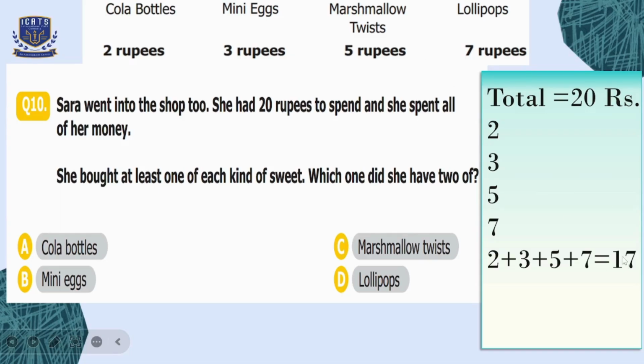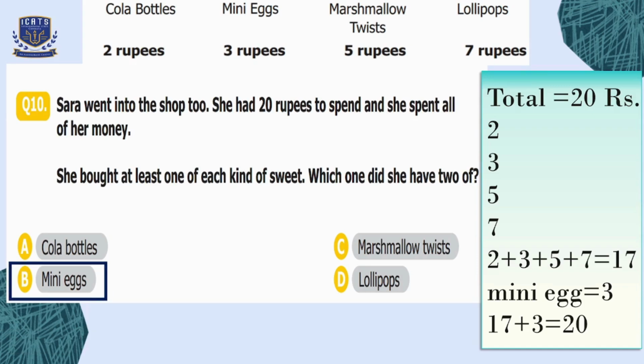So we know the total amount is 20 and she has spent 17 rupees already. So 17 plus 3 is equal to 20. So 3 is the cost or price for mini eggs. So we may say that she can buy mini eggs two times. So option B is the correct option here.